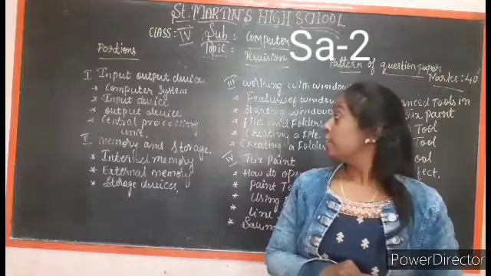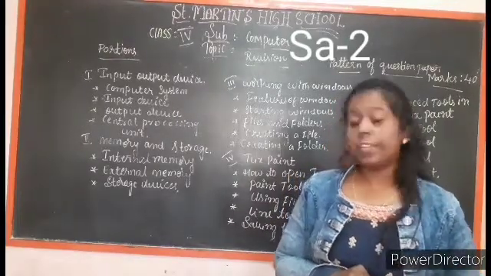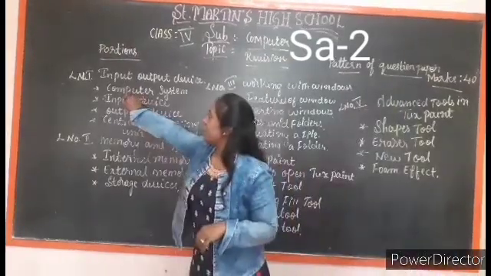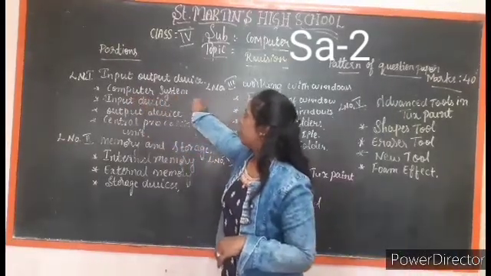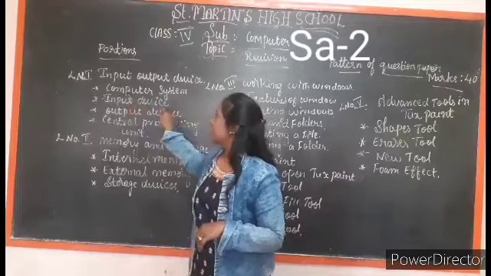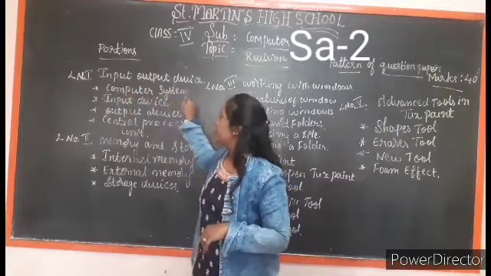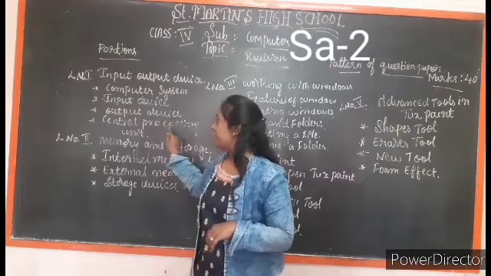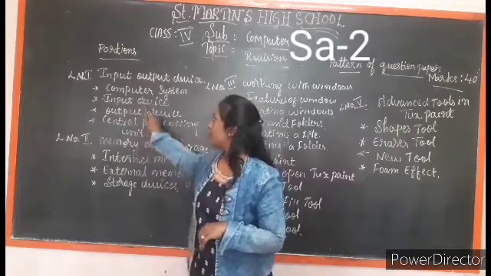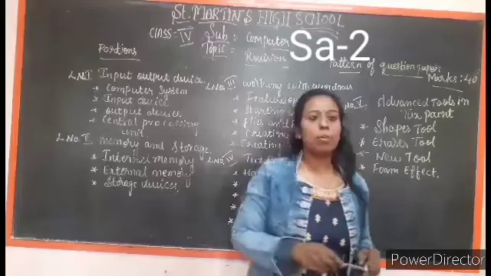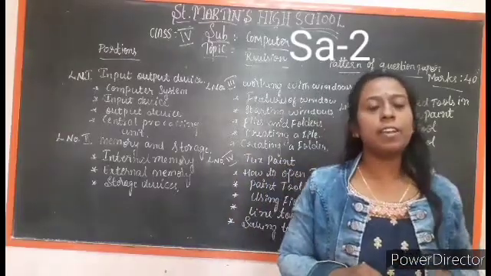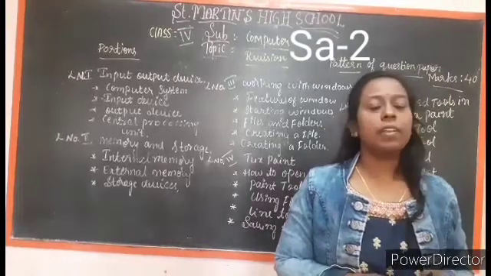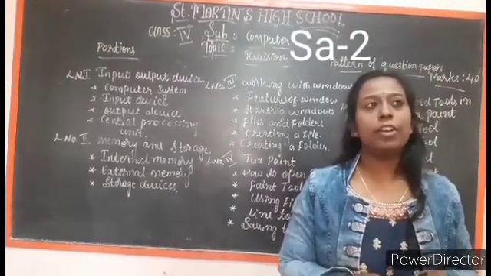The next one, input device. Input device is lesson number 1. Input output device, computer system. It has the input device, output device, and central processing unit. What is a computer system, children? A computer is an electronic machine.